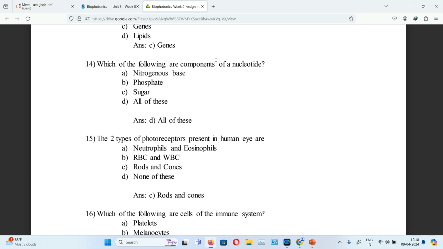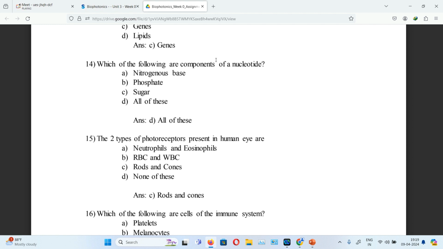The two types of photoreceptors present in the human eye are: there are different types of photoreceptors present in our eye. They are called cone cells and rod cells.